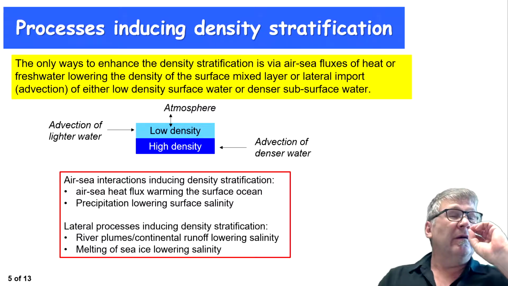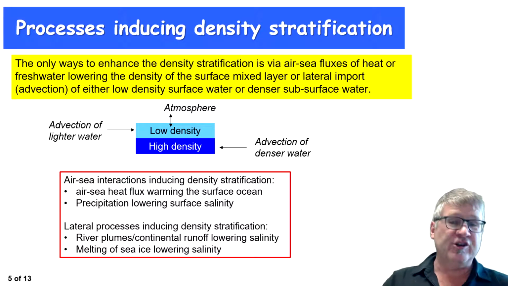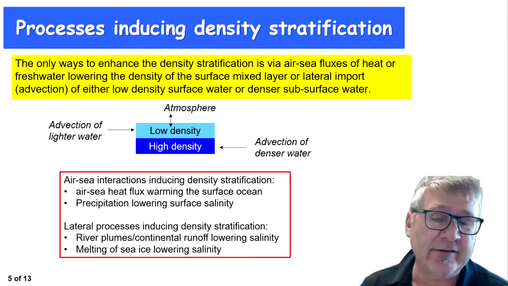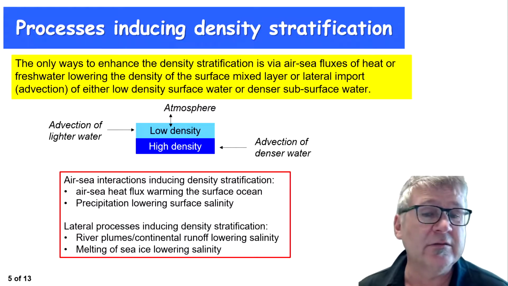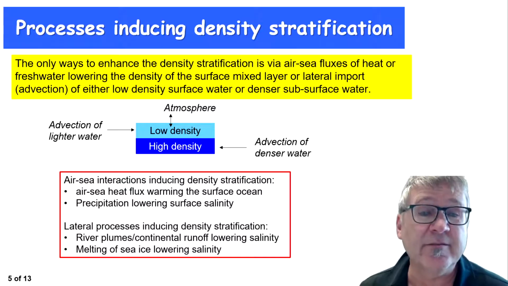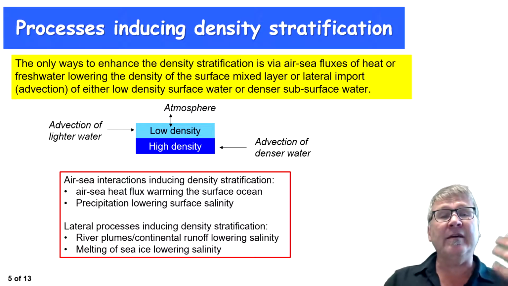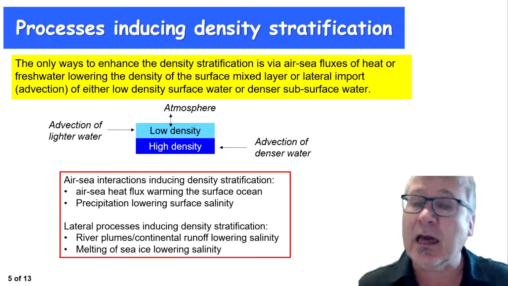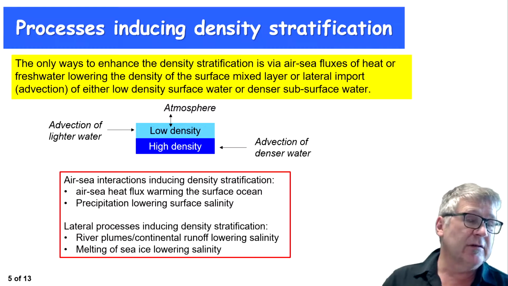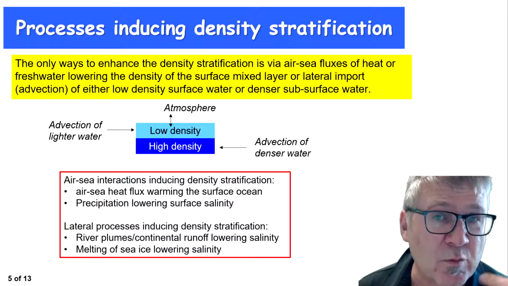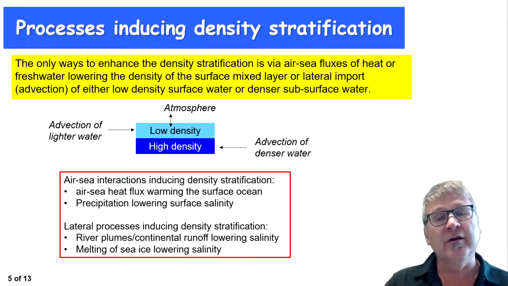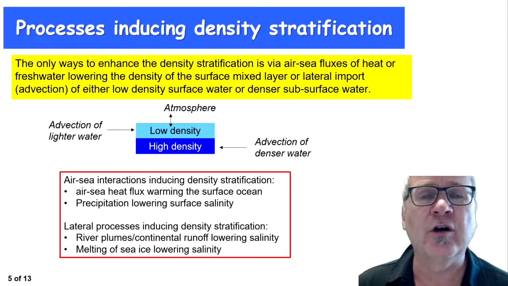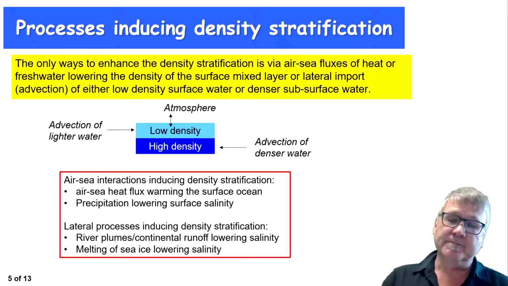So there's only three ways of how you can change or how you can create density. Either through interaction with the atmosphere, so air-sea fluxes of density. Or you could have effects of water coming from the side, either near the surface. We call this advection. Advection is the movement of water, so the advection of lighter water coming from the side. Or you might have actually the advection of heavier water at depth.